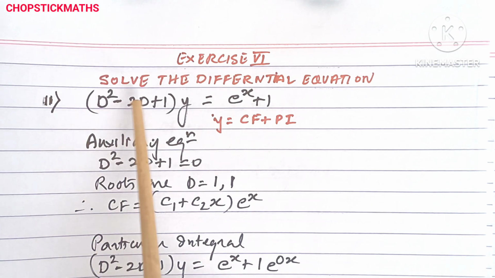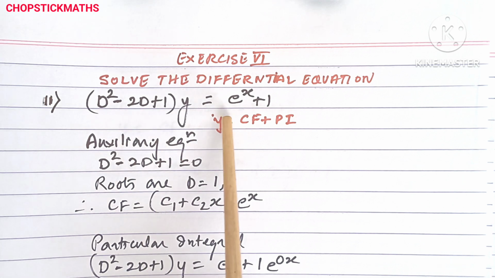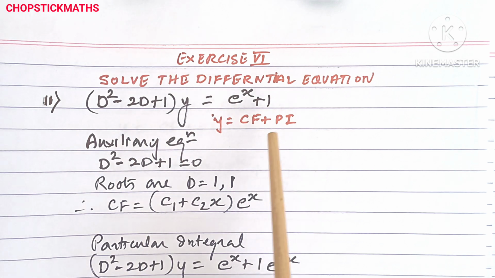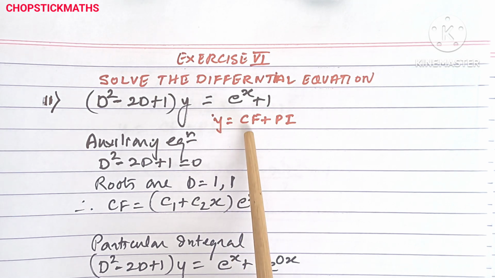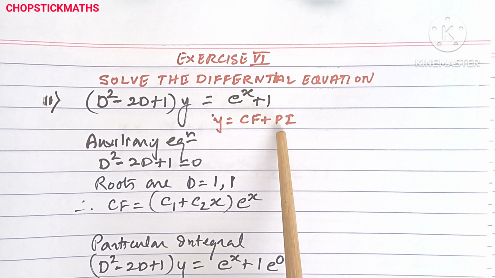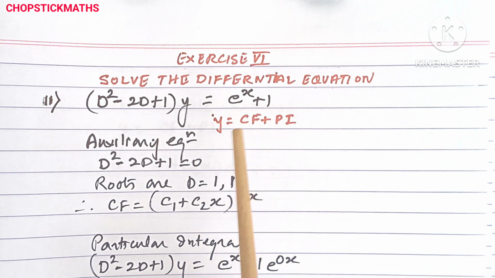Exercise 6, sum number 11, solve the differential equation d square minus 2d plus 1 into y is equal to e raised to x plus 1. Now, the solution to this differential equation has two parts, that is, y is equal to complementary function plus the particular integral. So let us first find the complementary function.